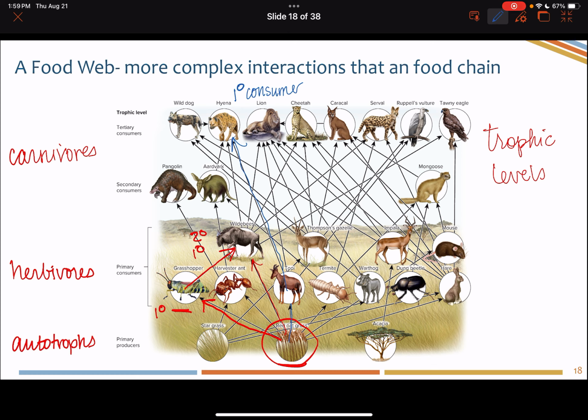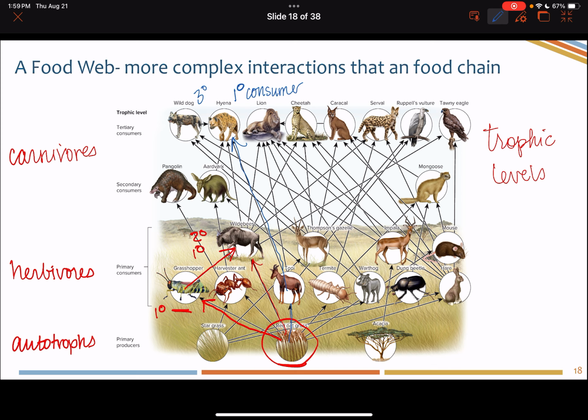So this oat grass is eaten by the harvester ant, so they're the primary consumer. The aardvark eats the ant, he's the secondary consumer. The hyena eats the aardvark, so now he becomes a tertiary consumer. So you can see that in a real situation, our food webs and energy transfers are far more complex than a food chain is going to imply.